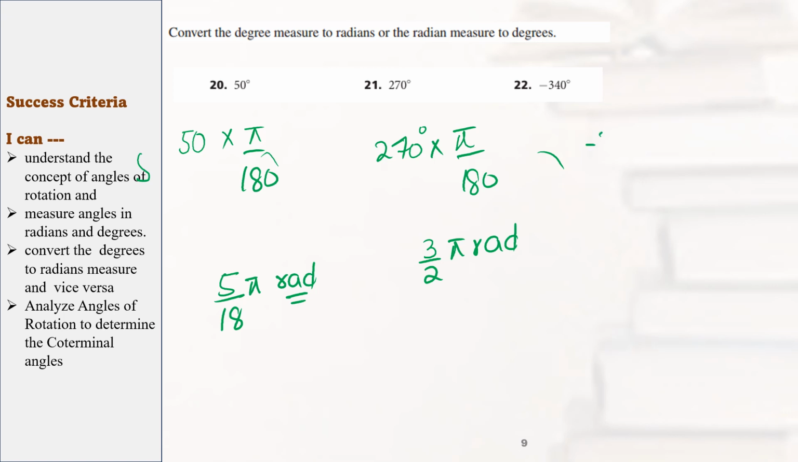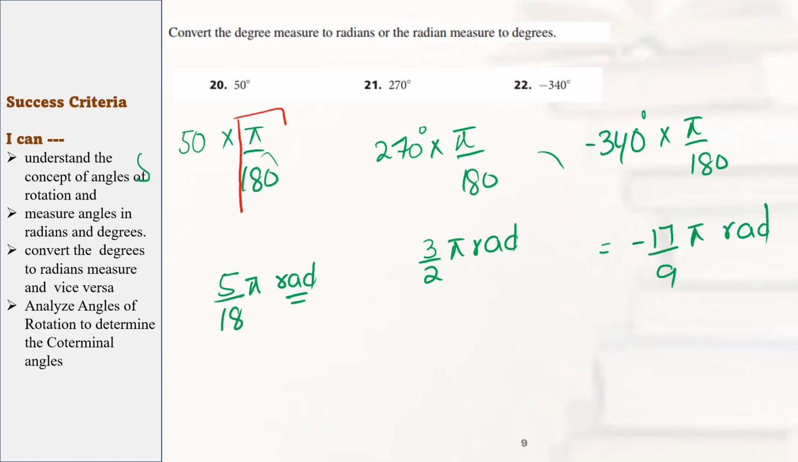Now you have minus 340 degrees. Multiply it by pi over 180. If you write in the calculator minus 340 pi divided by 180, you will get minus 17 over 9 pi radians. So it's not a very difficult task. The only thing is that you have to understand that to convert any degree into radians, you should multiply by pi over 180.